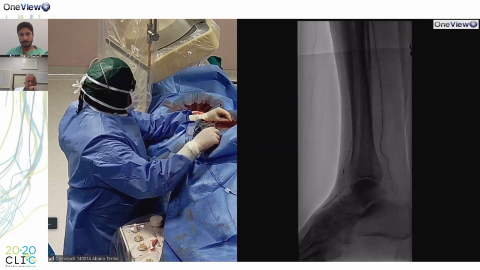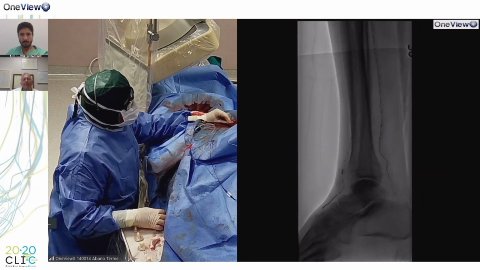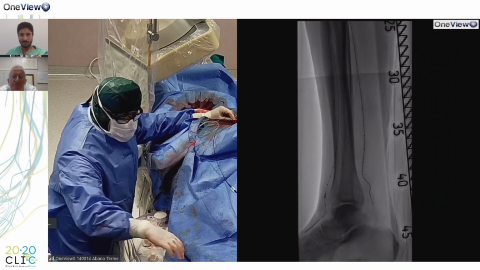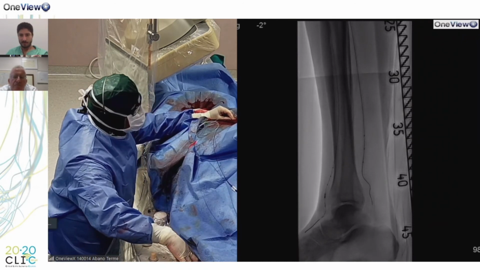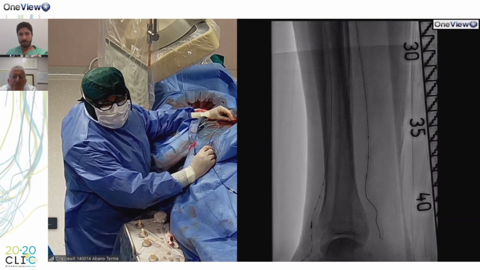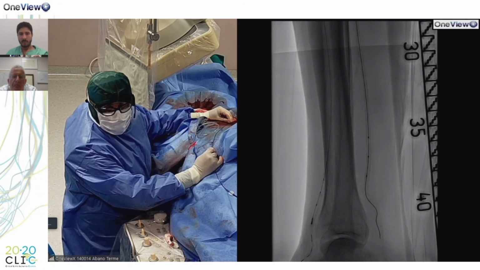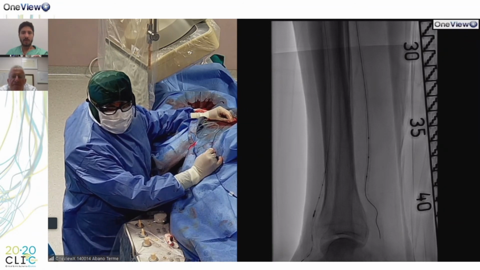So now the IVUS is in the ankle. If you remember, we could not cross the lesion before. We are ready to start with the evaluation. Okay. Pull back.